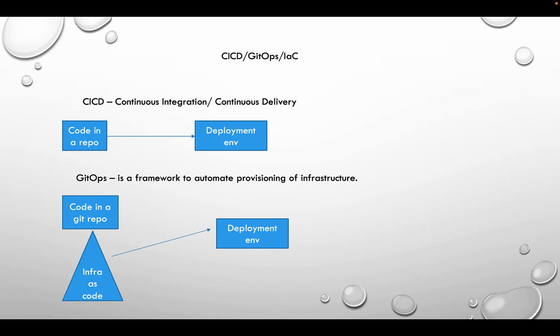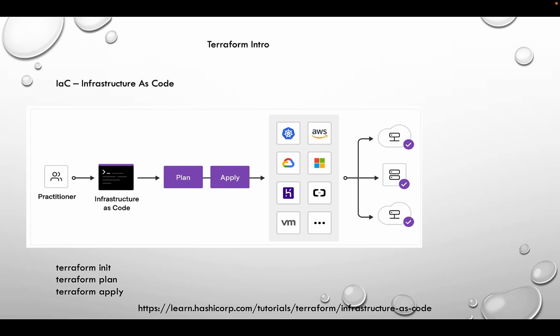So GitOps is basically a framework that helps in provisioning of infrastructure. It's Git and operations, right? We use a Git repository as a single source of truth for all these infrastructure manifests, and because it's kept in a repo, it's also tracked, versioning is controlled, everything is controlled. One very popular tool in this space is Terraform.